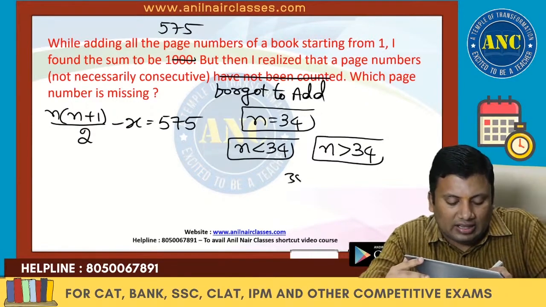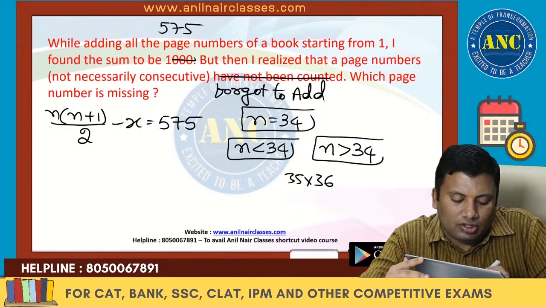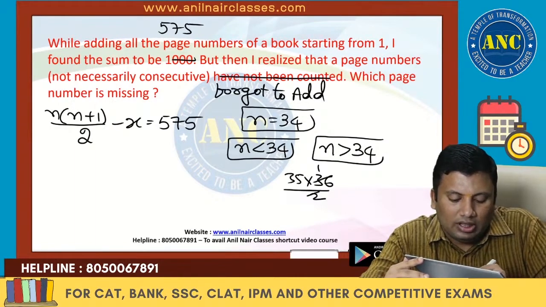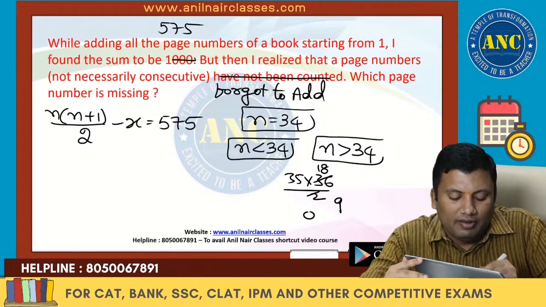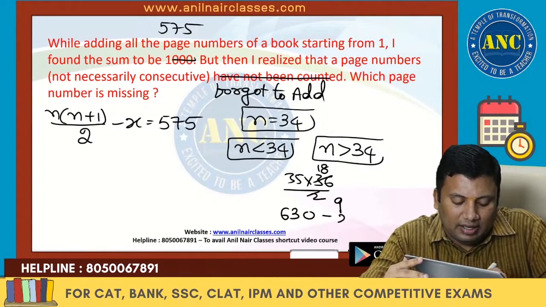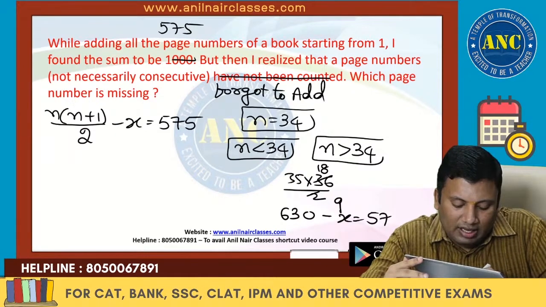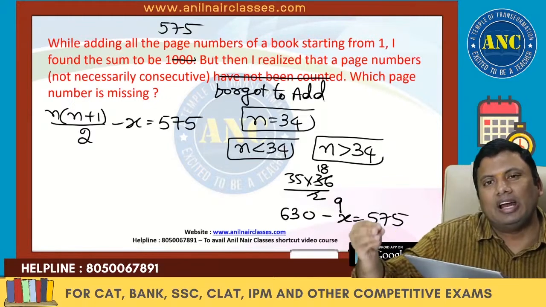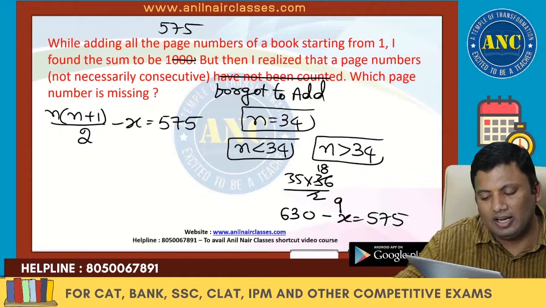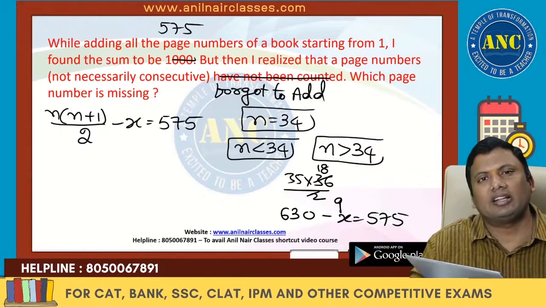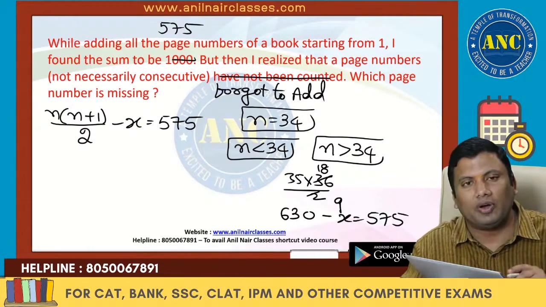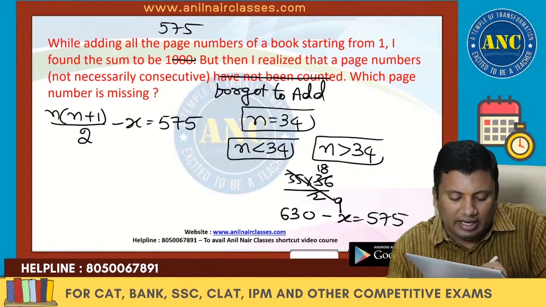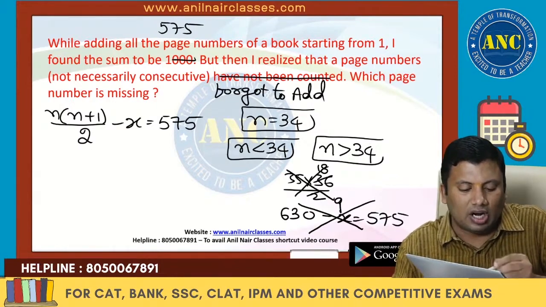If I take n equal to 35, 35 into 36 by 2 is nothing but 630. 630 minus x is nothing but 575, so the x value is 55. I am telling that the page numbers are 35, but you are telling that the number which we forgot to add is 55. It is illogical, so it is not possible.